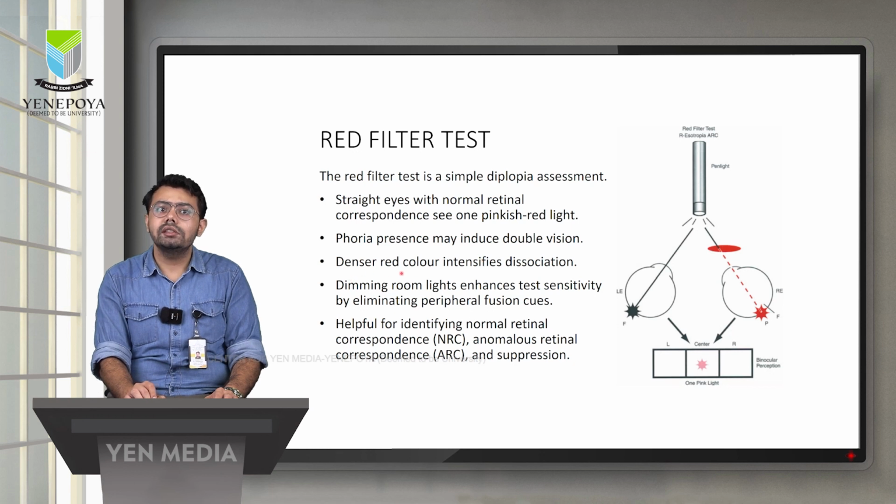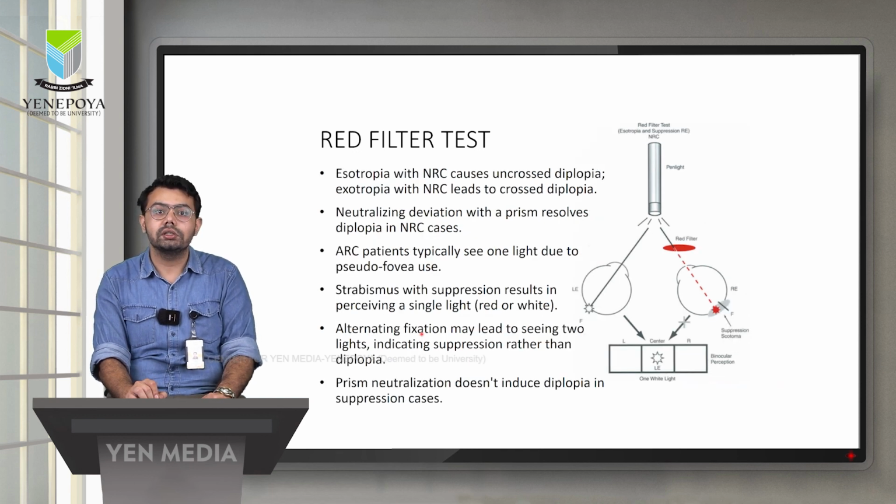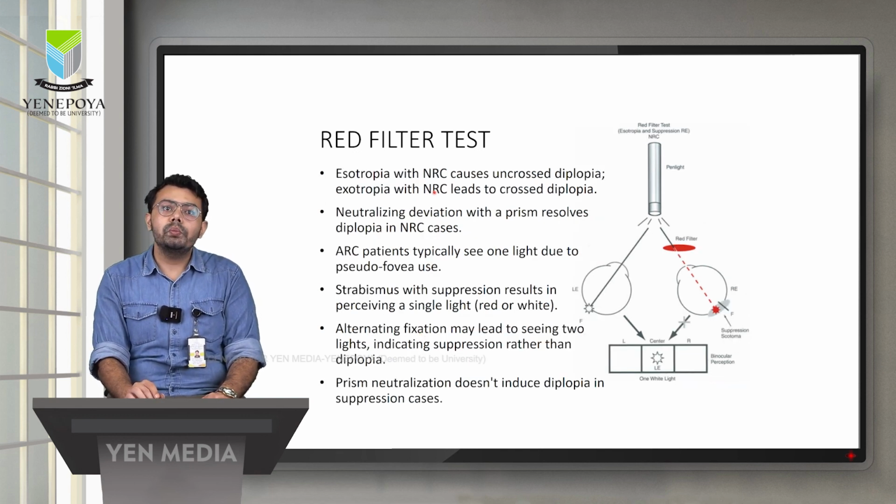If we use a denser red filter, that will intensify the dissociation. If we dim the room light, then we'll eliminate all the peripheral fusion clues, and this test is more effective at that time. It is helpful in identifying normal retinal correspondence, abnormal retinal correspondence, and suppression. So esotropia with NRC will cause uncrossed diplopia. Exotropia with NRC leads to crossed diplopia.